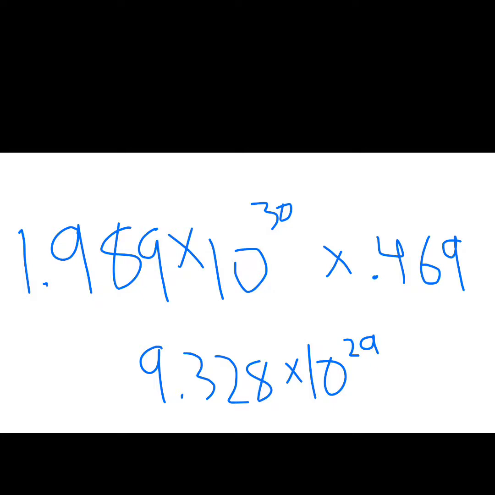We know that the mass of the host star is 0.469 of the Sun's mass. We know that the Sun's mass is 1.989 times 10 to the 30th. So, if we multiply both of them together, we get the mass of the host star, which is 9.328 times 10 to the 29 kilograms.